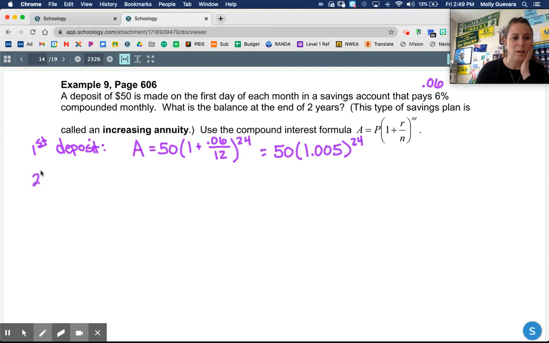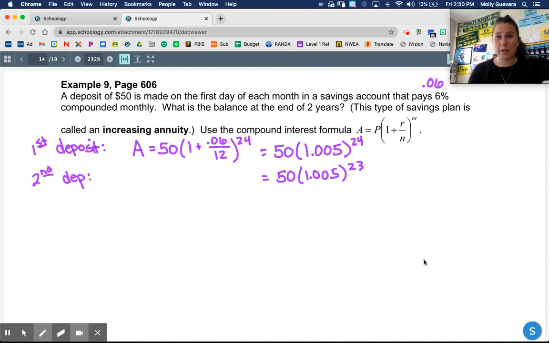Okay. My second deposit is going to be the same thing. Now I'm putting in another $50. This is still all the same. But now that $50 only gets to compound interest for 23 months. Right? Because January is already gone. I deposit this in February. Now I only have 23 months till the end of the 2 years. Same thing for the third deposit. Now it's March, I put in $50. That $50 can only compound interest for 22 months, and so on and so forth.